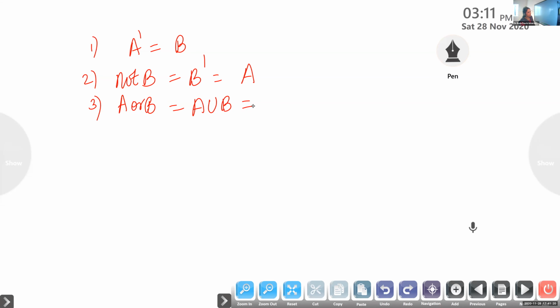So what is A union B? When you take the union, you will get the sample space, the whole set itself. It is the sample space, yes. Then fourth one, A and B. A and B means it is A intersection B, isn't it? Intersection.